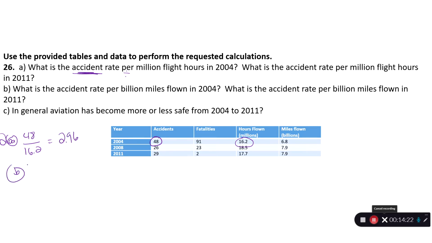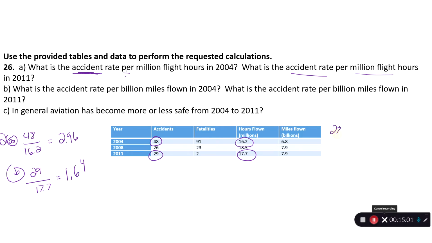For B, we're also doing the accident rate per million flight hours, right? Accident rate per million flight hours, but we're jumping to 2011. So that's now 29 accidents, per, I wrote my divide, 17.7 million hours flown. So I'm going to do 29 divided by 17.7, and because they included million hours in the statement, I just have to do 17.7, and I get 1.63, oh, no, 1.64.